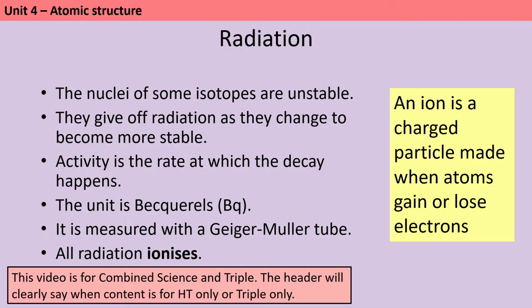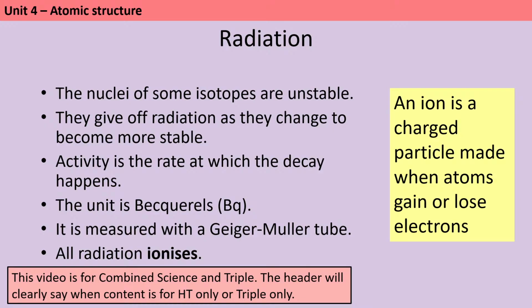You need to know that some atomic nuclei are unstable, and these will give off radiation as they're changing to become more stable in a process that's random and is called radioactive decay. When we say it's random, this means that we can't predict which nucleus is going to decay at which time. We just have to wait and see.